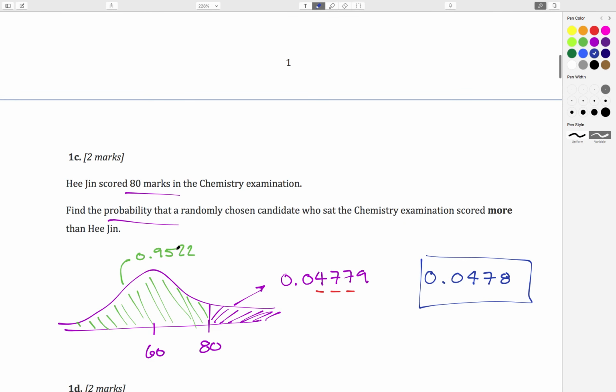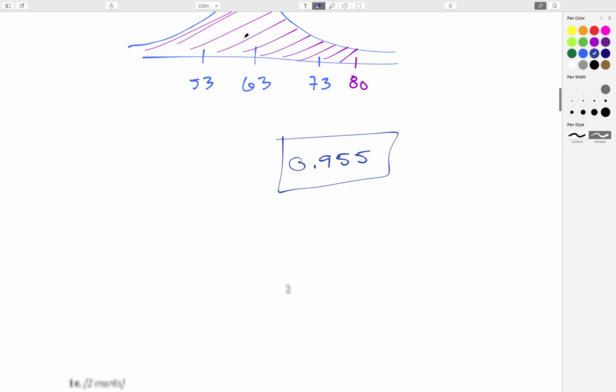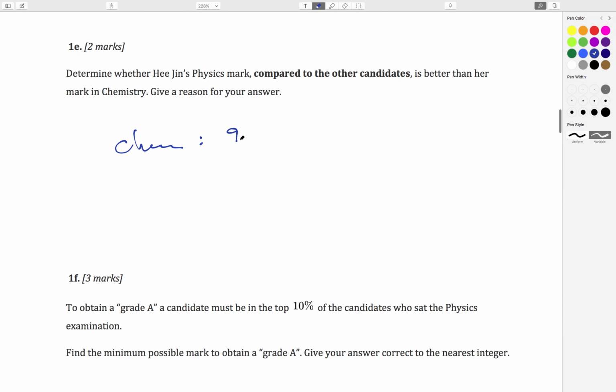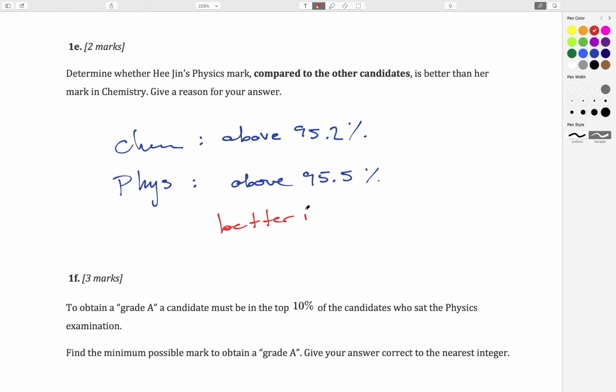I know that in chemistry she is above 95.2% of the class. However, in physics, she is above 95.5% of the class, meaning that she did better in physics. She scored above more people.